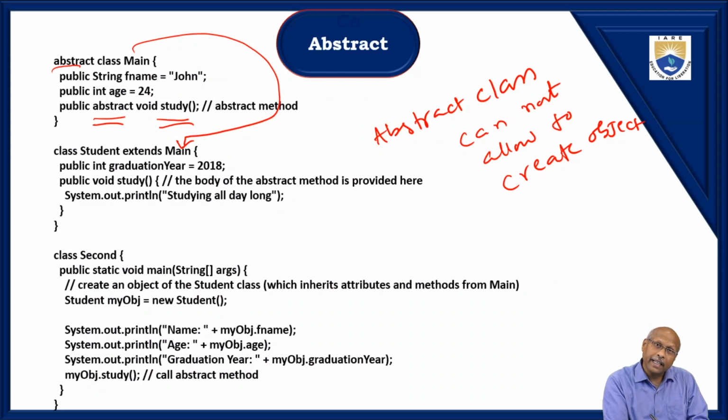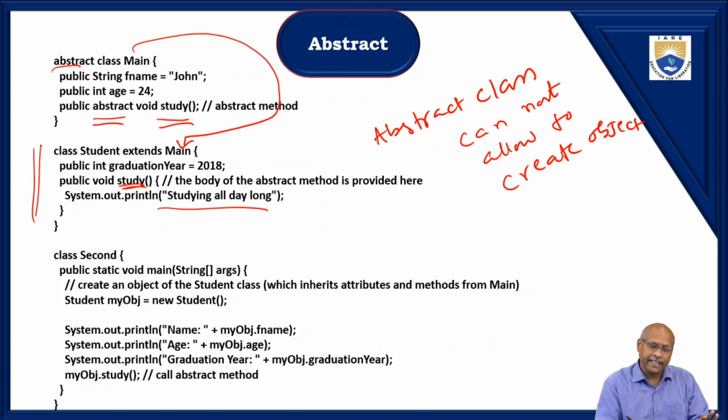It must be overridden in the student class. So here I wrote "studying all the day long." So the student is studying. That message I wrote, so that means I am writing my own logic. So this is my implemented class. Every abstract method must be overridden in the child class.